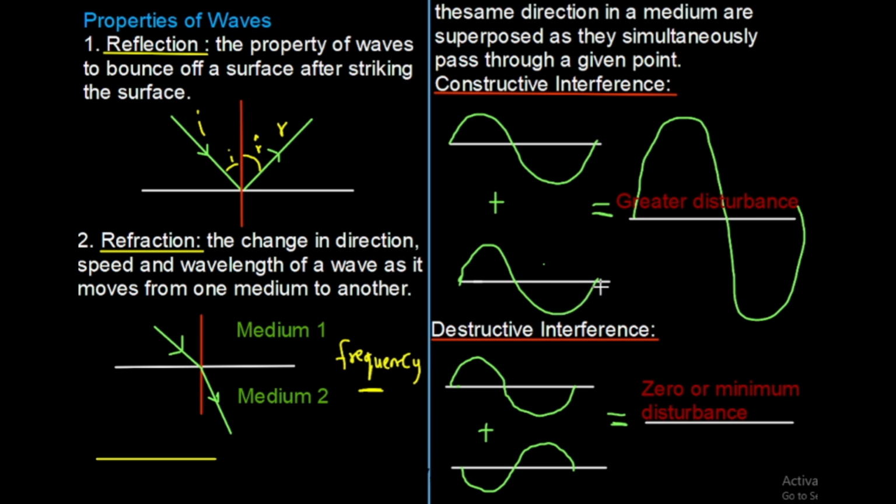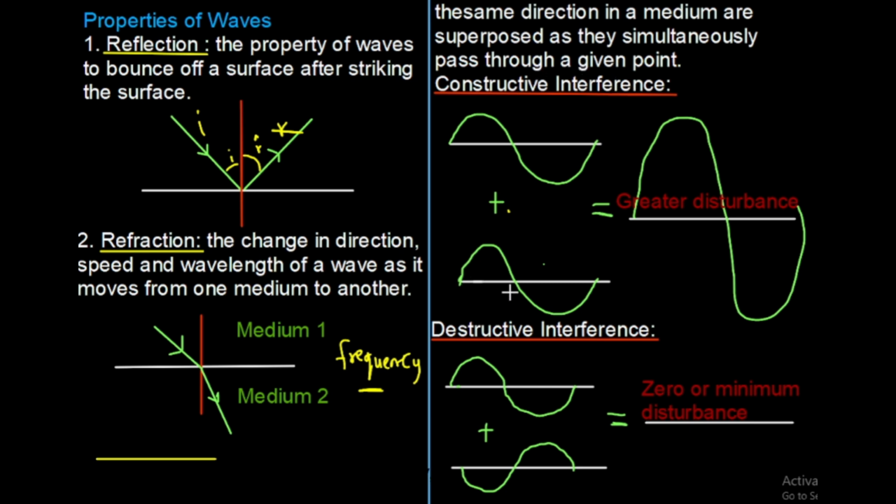Now we also have what we call interference. Interference is the effect produced when two waves with the same amplitude, frequency, and wavelength traveling in the same direction in a medium are superposed as they simultaneously pass through a given point.